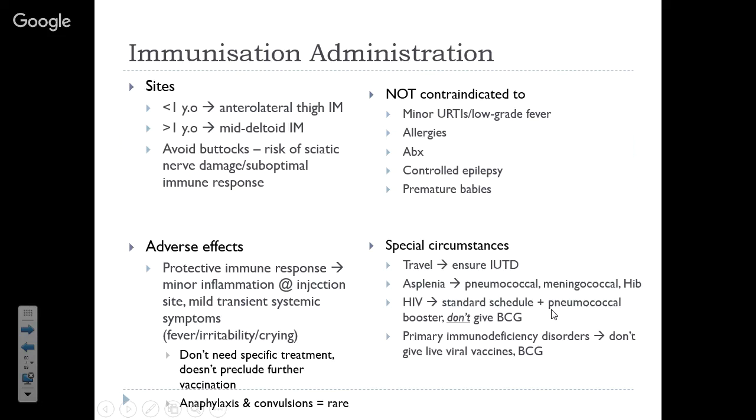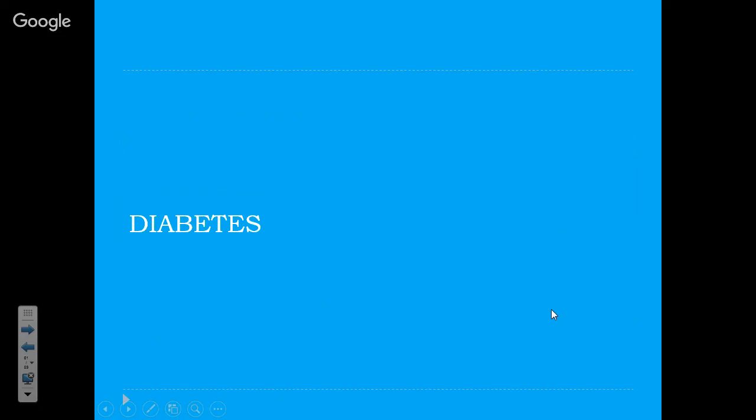In terms of immunization administration, again, this is probably not too examinable. Just things to remember are sites used for vaccinating kids, the thigh and the deltoid. Want to be avoiding the butt to reduce risk of sciatic nerve damage. Vaccines are not contraindicated with allergies, current antibiotic treatment, controlled epilepsy, or if they've got a minor URTI or low-grade fever. So if they do have any of those, vaccinations are still okay. There are some special circumstances if you want to consider extra vaccination as well, so travel, asplenia, and that sort of thing.